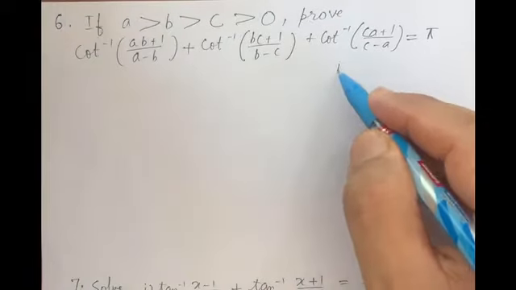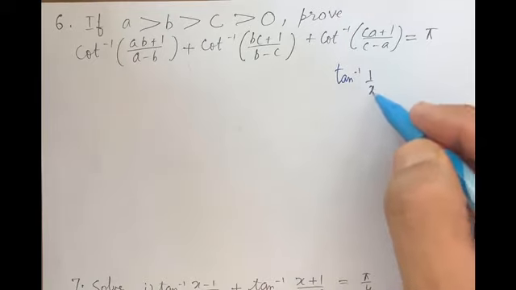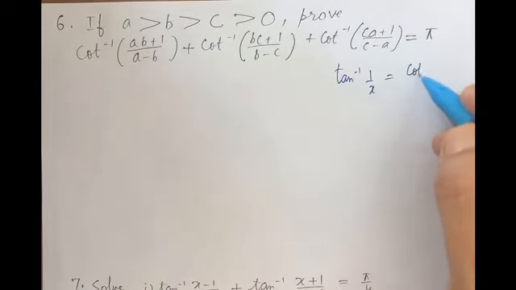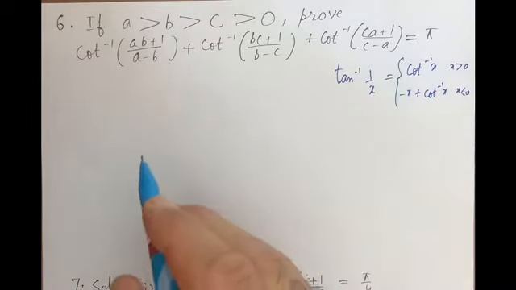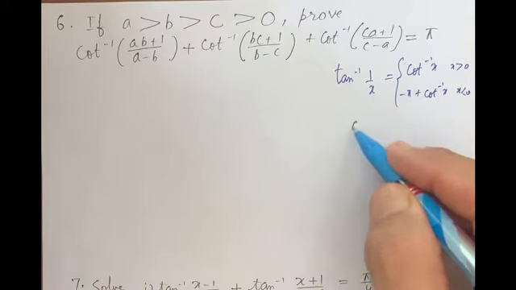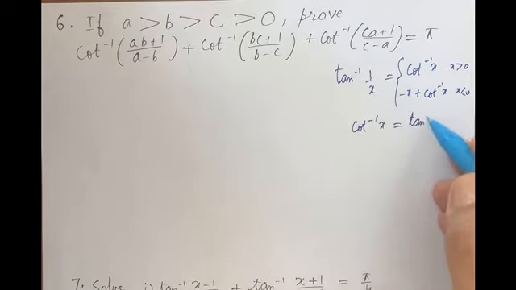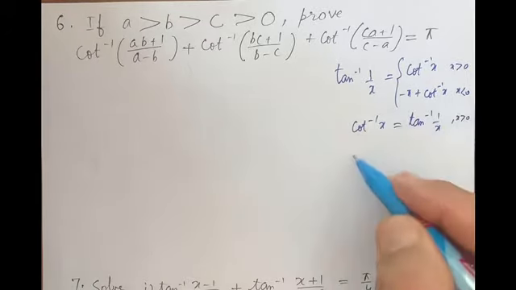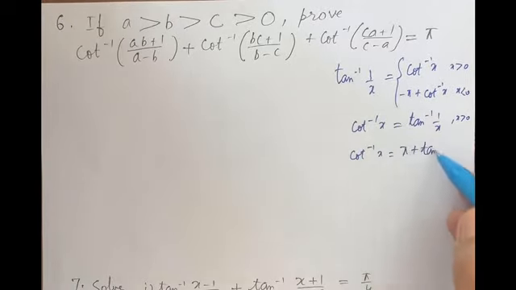The next one, let's recall tan inverse of 1 by x. This is equal to cot inverse of x if x is positive, and minus pi plus cot inverse of x if x is negative. So we can use this result to write now cot inverse of x is tan inverse of 1 by x when x is positive, and cot inverse of x is pi plus tan inverse of 1 by x when x is negative.